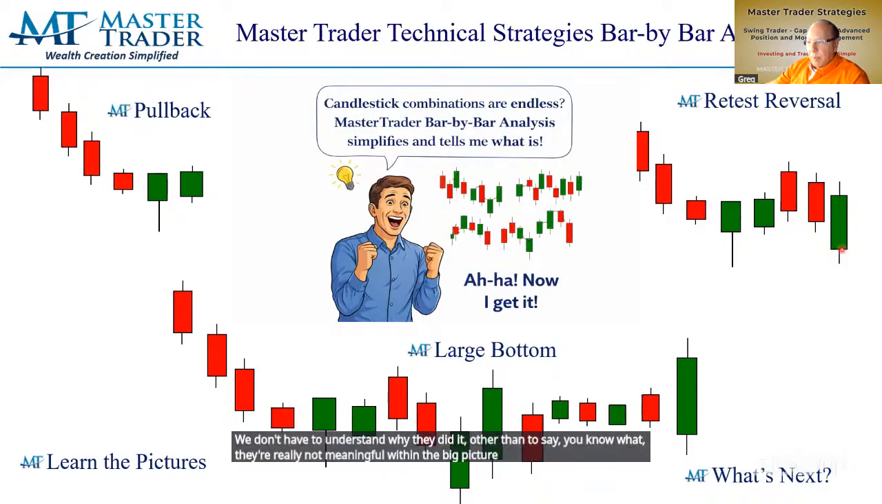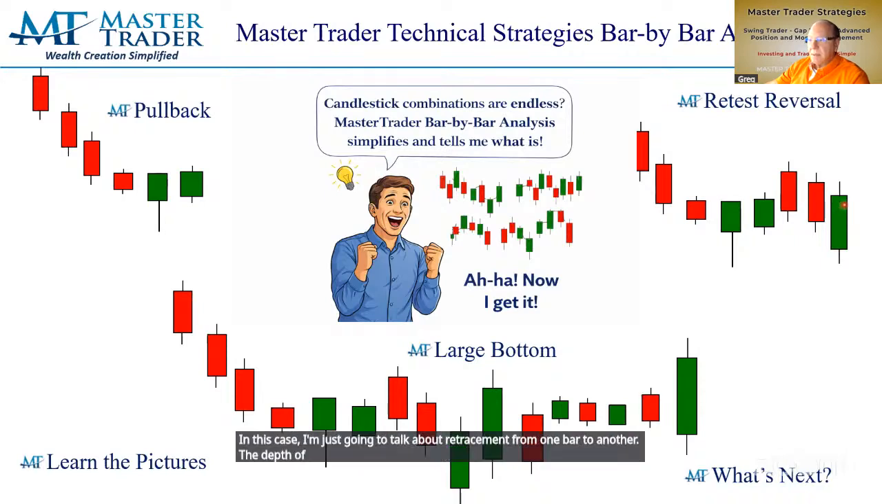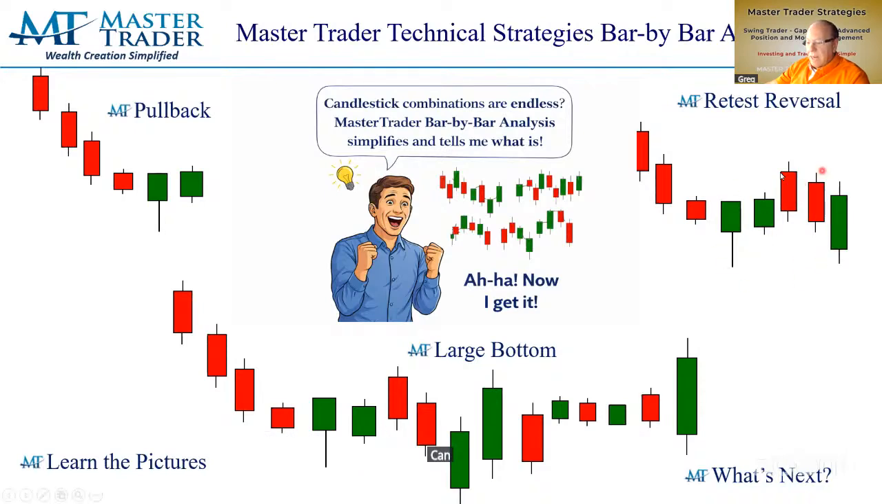But now when this bar formed in combination with that bar in an uptrend, and we talk about retracements, in this case, I'm just going to talk about retracement from one bar to another, the depth of retracement. Can you see how this combination of bars is a greater, larger picture that communicates it's going to go up?